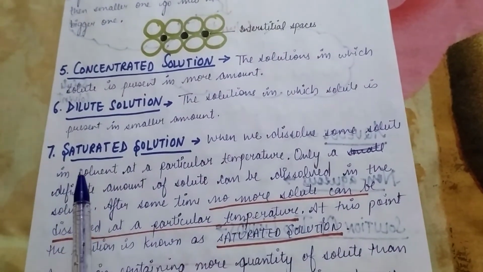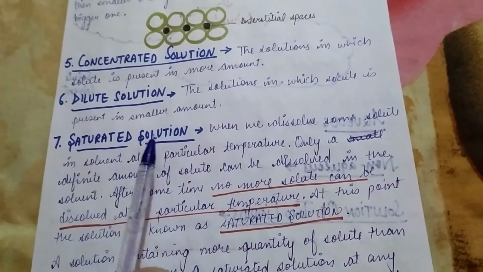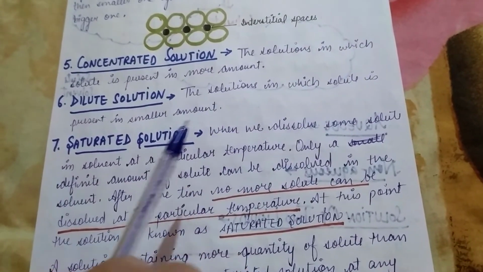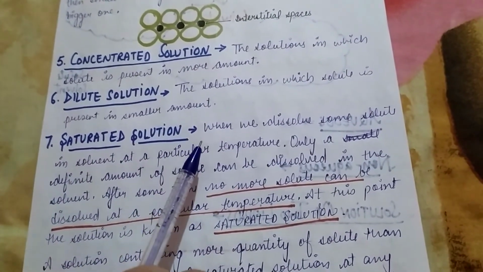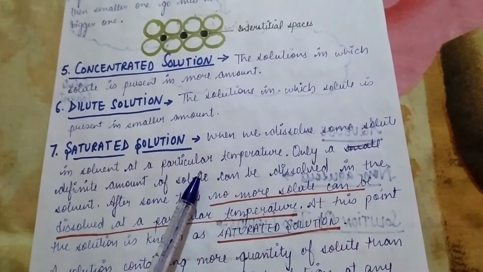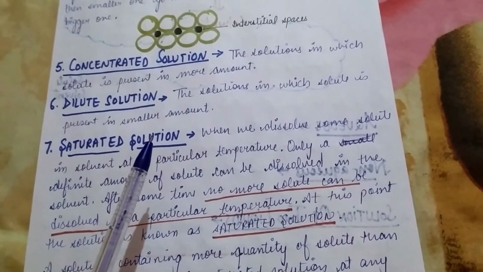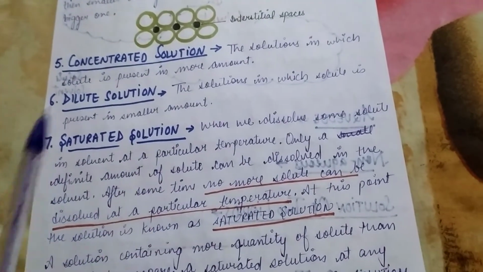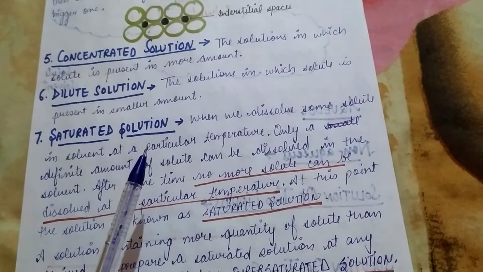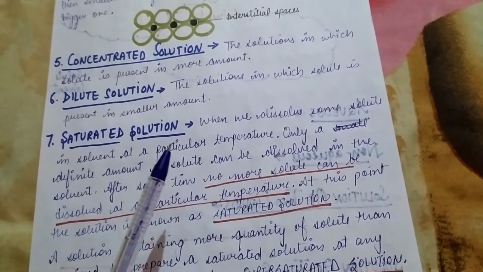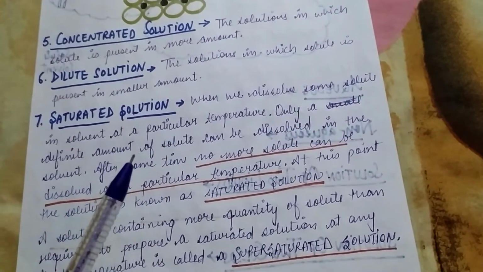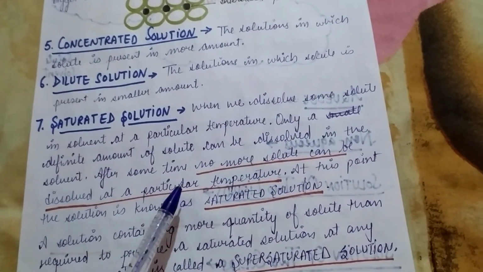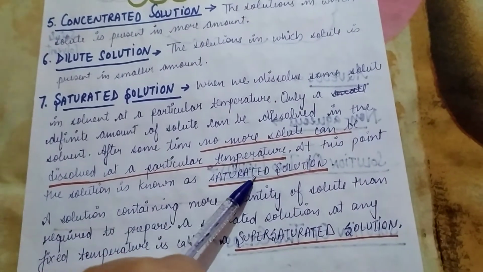Then we have another type of solution, that is saturated solution. Now students, when you dissolve some solute in a solvent, of course at a particular temperature, then a definite amount of solute can get dissolved. After some time, you will not be able to dissolve more solute in the solvent. Now this point, when no more solute can get dissolved in the solvent at a particular temperature, the solution is known as saturated solution.